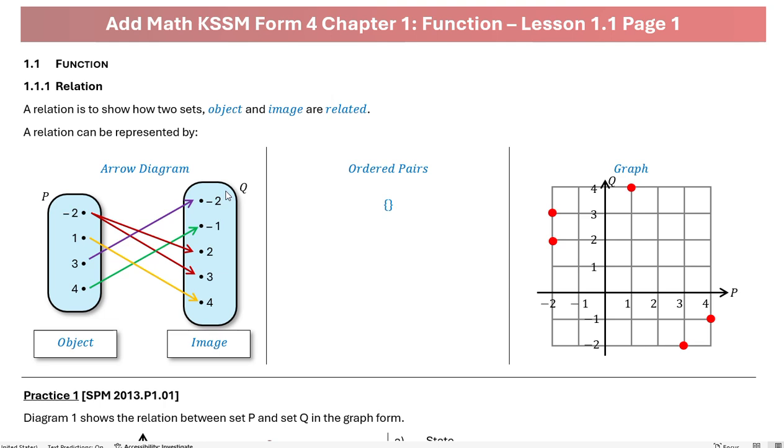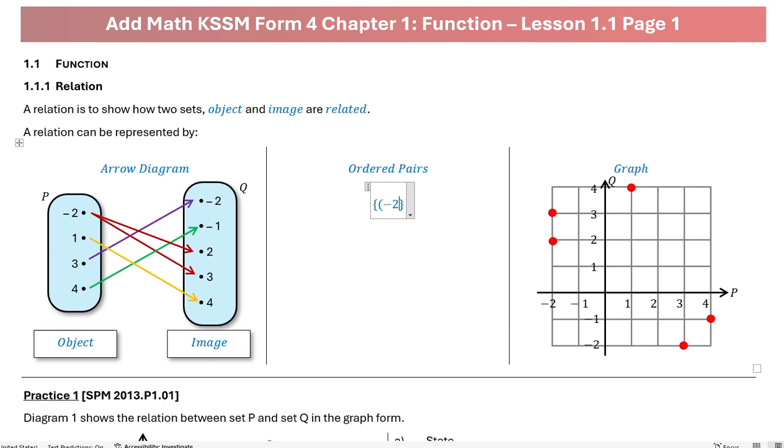Either with an arrow diagram, for example here, 4 pointing to -1, 3 pointing to -2, -2 pointing to 2 and 3, and so forth. Or we can also represent this relation from the arrow diagram in the form of ordered pairs. Use parentheses for ordered pairs. For example here, the first pair is -2. That's why it is called ordered pairs.